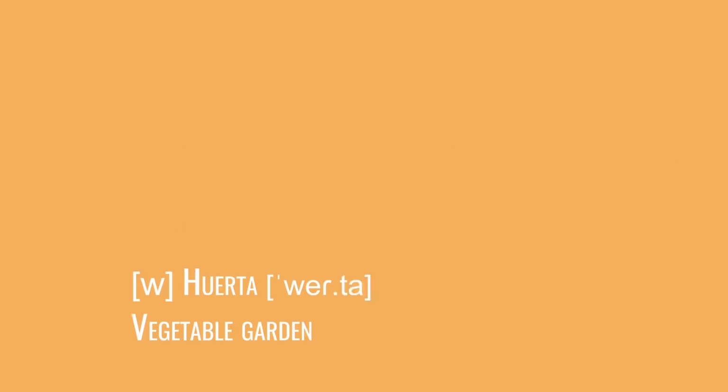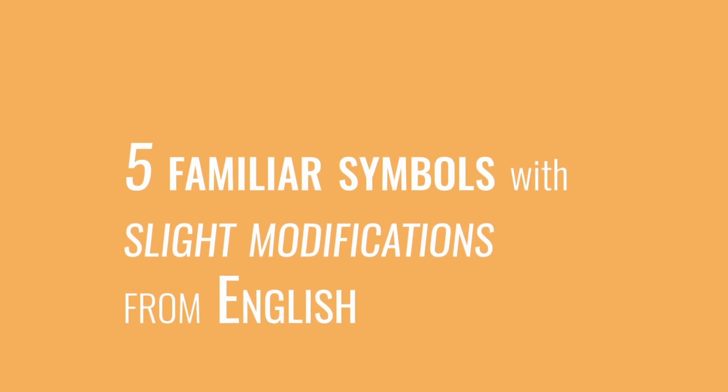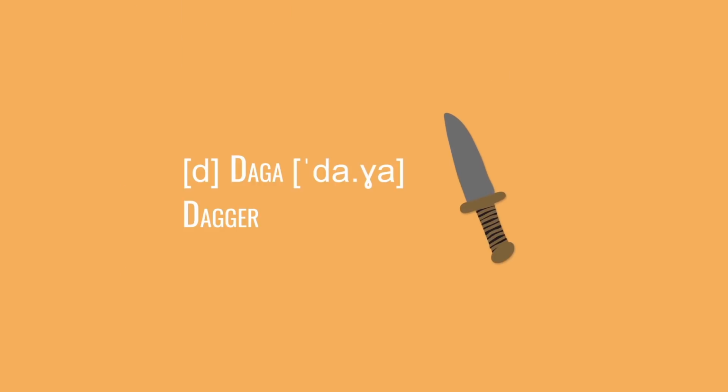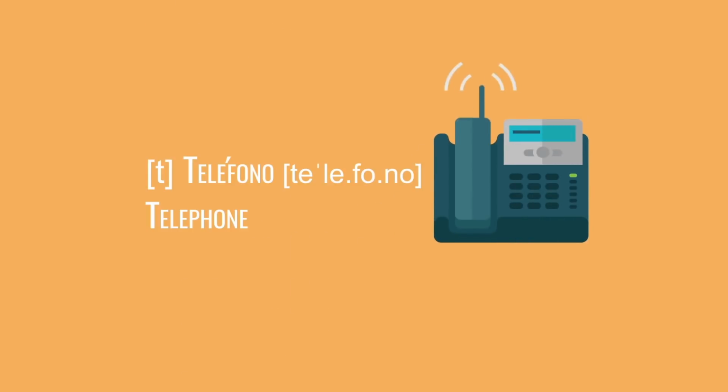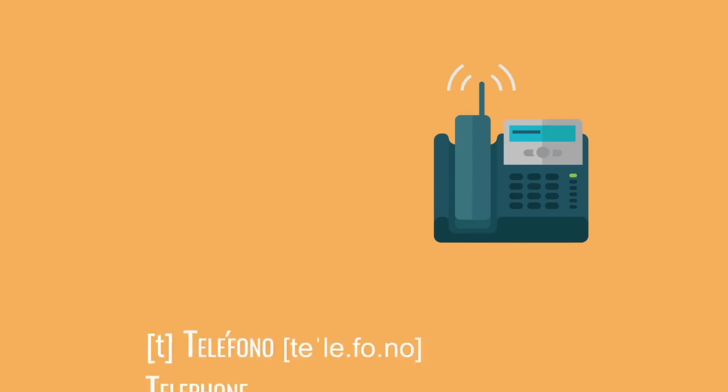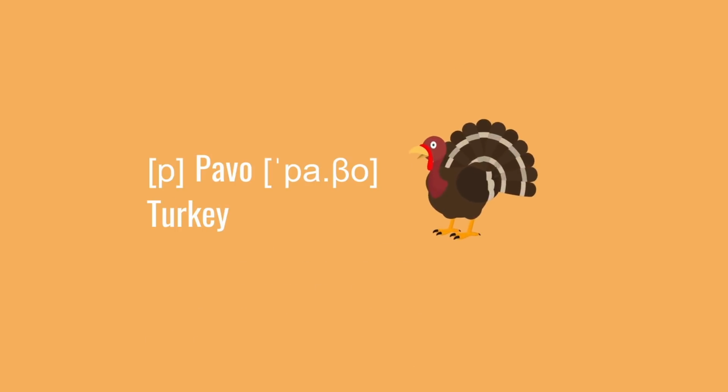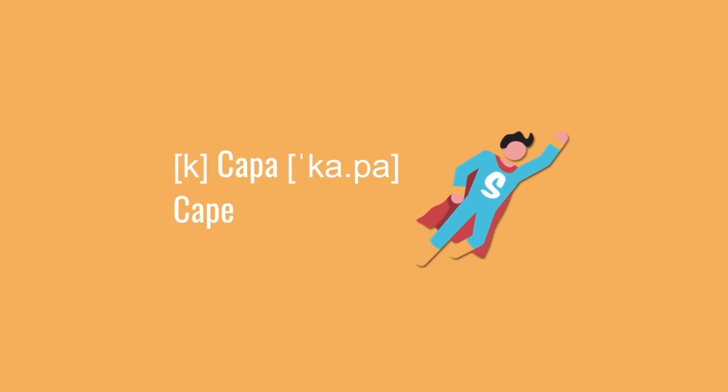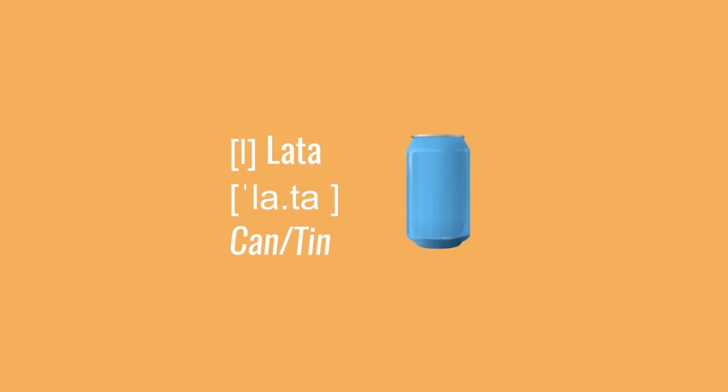We had 5 familiar symbols with slight modifications from English. D as in daga. Pronounced with the tip of the tongue against the teeth. T as in teléfono, pronounced in the same way, without a big puff of air. P as in pavo, and K as in capa, also without big puffs of air. And L as in lata. Pronounced only with the front of your tongue.